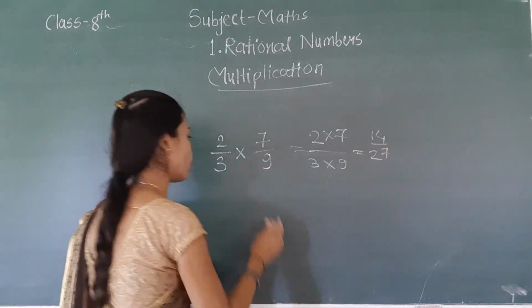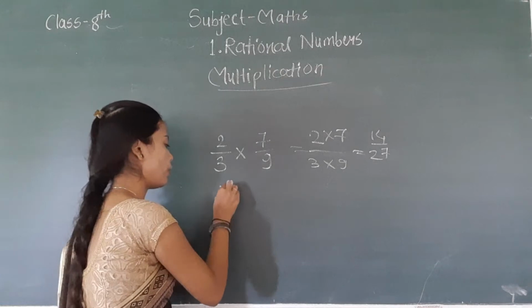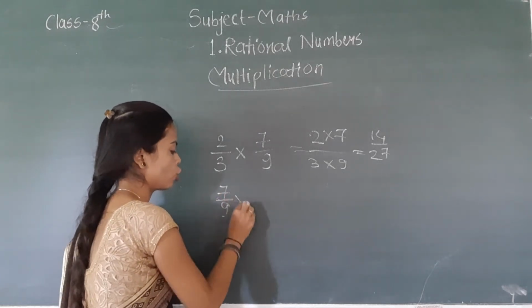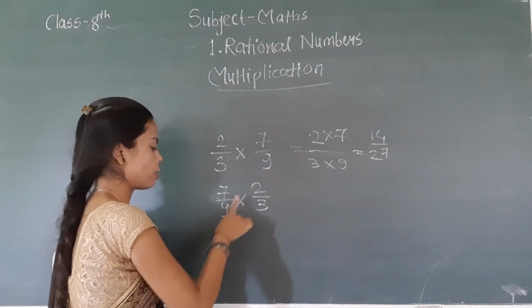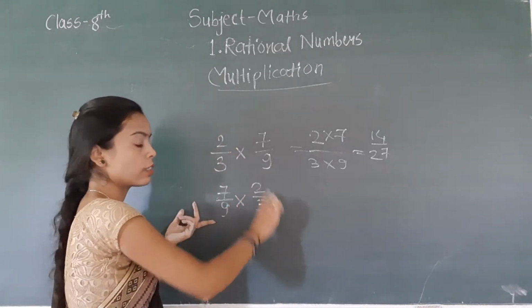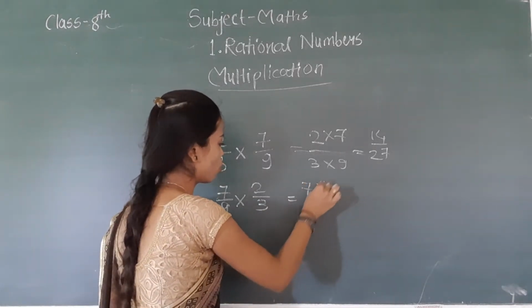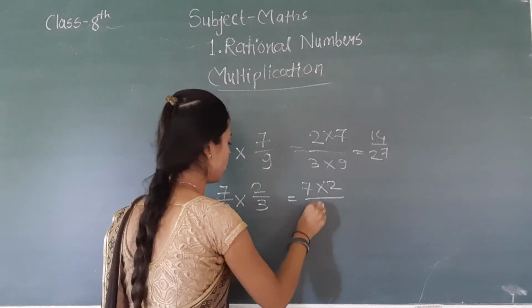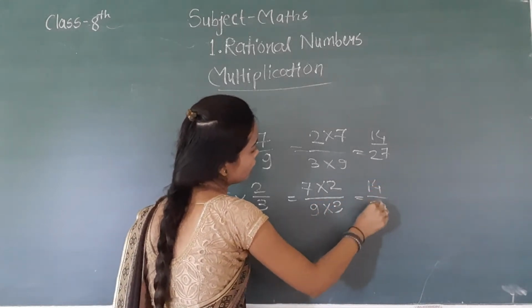Okay. So if you are changing the places of your rational numbers, that means 7 upon 9 is multiplied with 2 upon 3. The rational number at the second place, we write it at the first place, and the fraction which is at the first place, we write it in the second place. So our answer is 7 into 2, and in the denominator it's 9 into 3. So your answer is 14 upon 27.